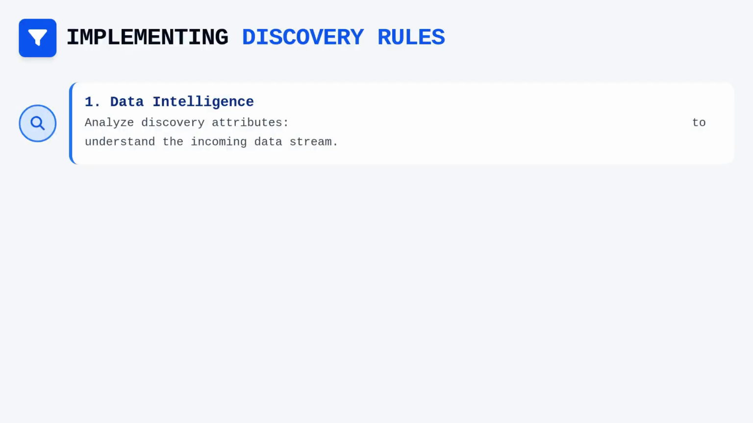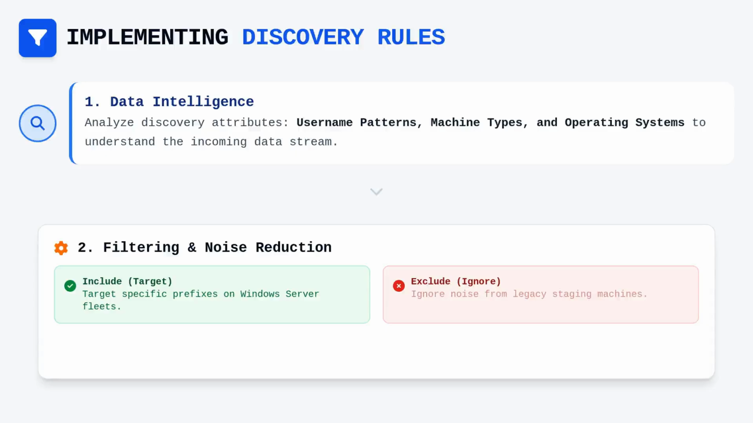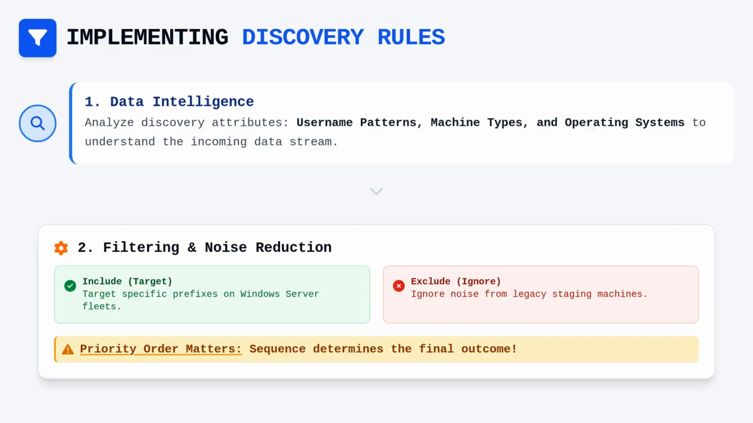To implement these rules effectively, you must first have a clear understanding of the data being fed into the system by your discovery processes. The engine looks at specific attributes of the discovered accounts, such as the username pattern, the type of machine, or the operating system associated with the account. By defining these filters, you instruct CyberArk to ignore noise and focus only on the accounts that require management. For instance, you could configure a rule that targets all accounts starting with a specific prefix on your Windows Server fleet, while simultaneously excluding any accounts that reside on legacy staging machines. The logic follows a priority order, so the order in which you evaluate these filters matters significantly for the outcome.